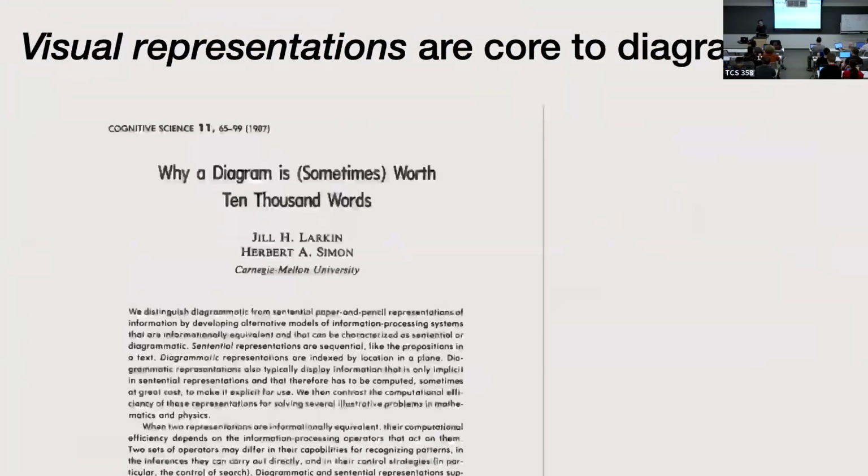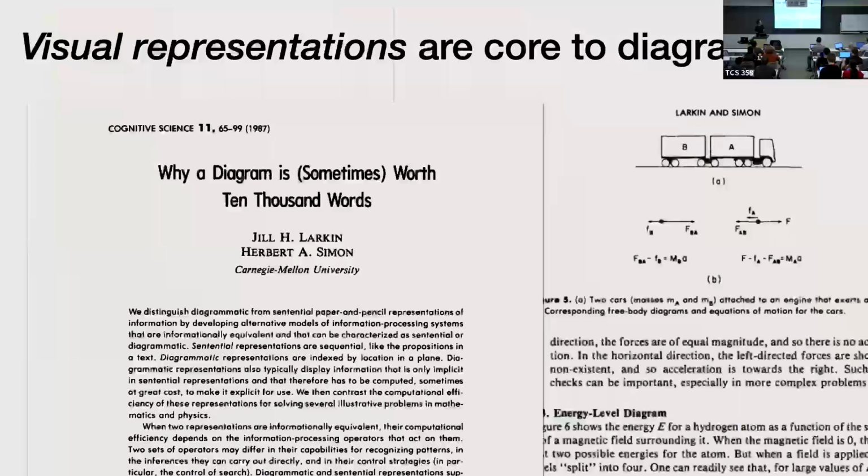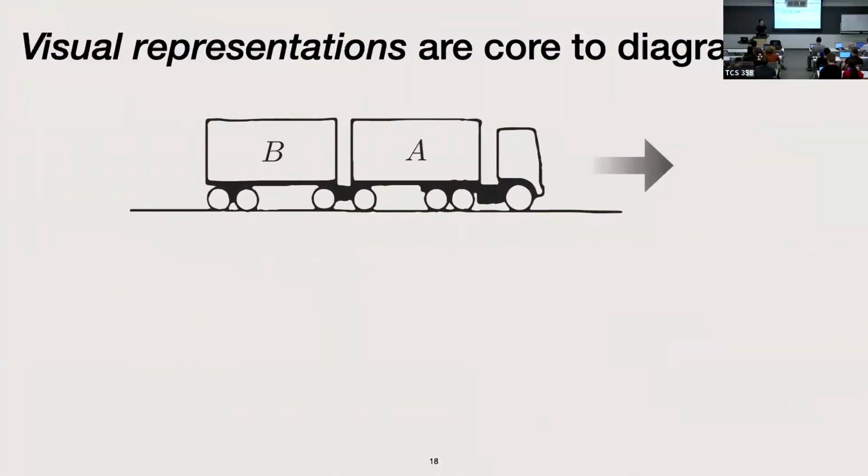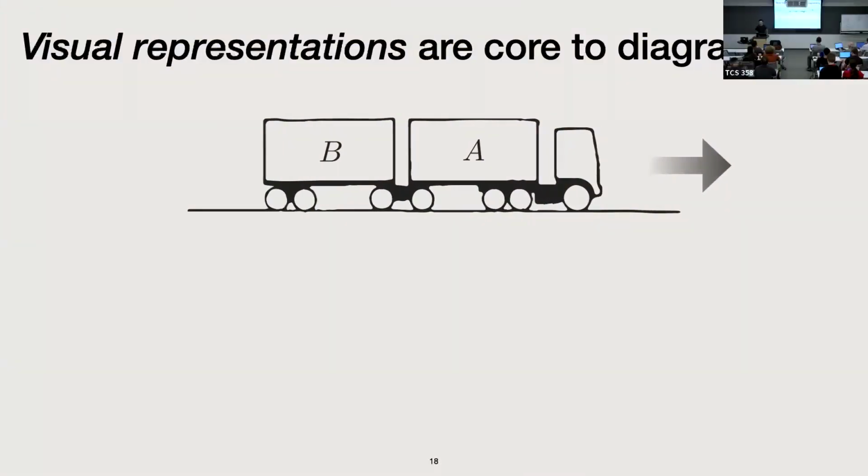So a core activity of diagramming is in designing good visual representations. What do I mean by that? I'll use an example from a seminal paper, "Why a Diagram Is (Sometimes) Worth 10,000 Words," to illustrate what I mean. So now consider a truck moving rightward on the screen and think about the forces that are exerted to car B and how you will visualize it.